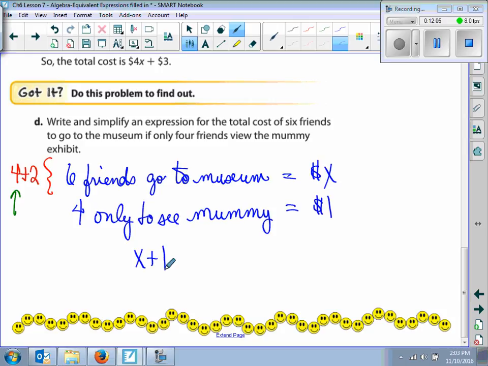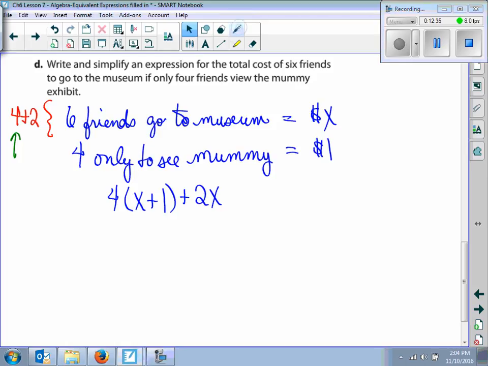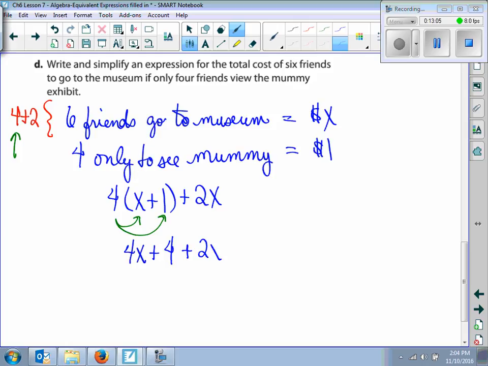And again, how many people are going? 4, right? So we're going to take that whole thing and multiply times 4. Now we have to add the cost of the people who are waiting outside of the mummy exhibition. So, plus they're only paying for admission, so there's 2 of them. 2x, very good. All right, so here, when we simplify, what does this first part look like to you? What property? The distributive property, right? So, we're going to take the 4 and multiply it times everything inside the parentheses. So, we have 4 times x, which is 4x, plus 4 times 1, which is 4, plus that other 2x.